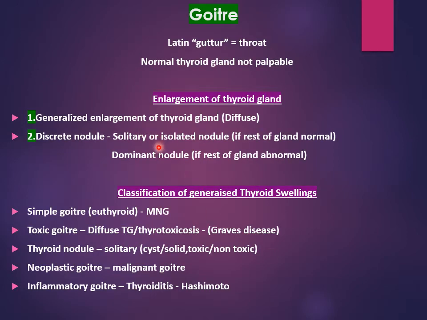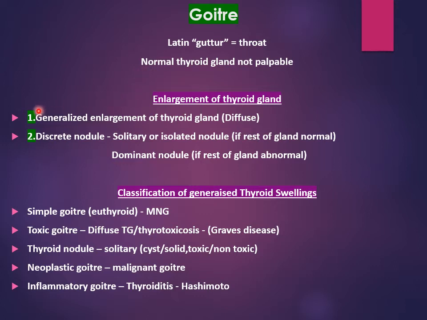Okay, next we'll go through some important diseases of the thyroid gland. The first is called goiter. Okay, goiter is actually an enlargement of the thyroid gland. Normal thyroid gland is not palpable. So if it's a goiter, then it is palpable.